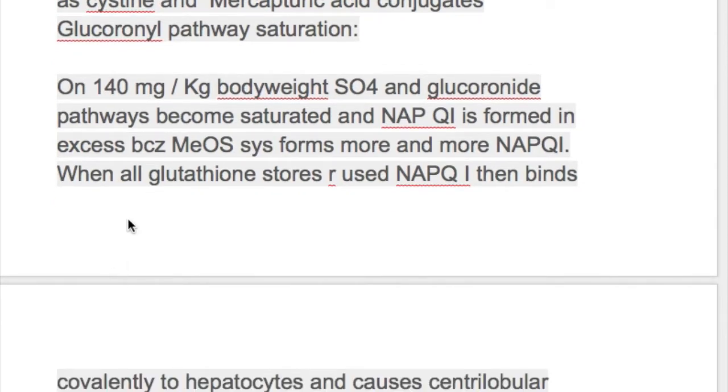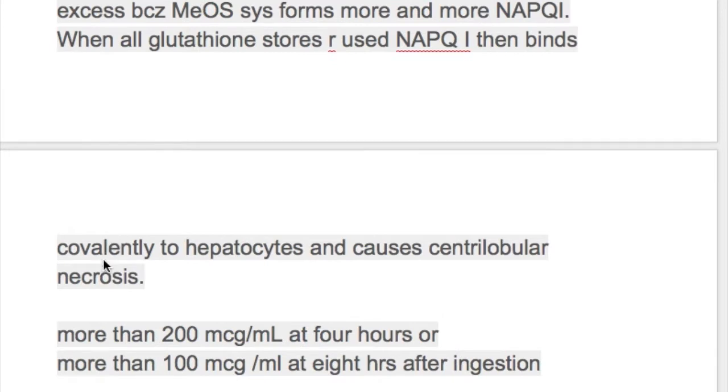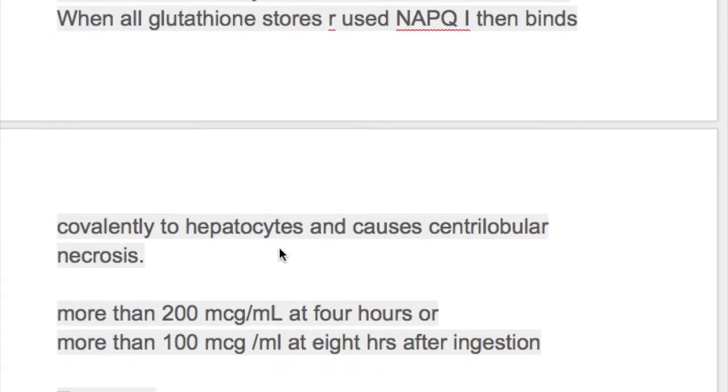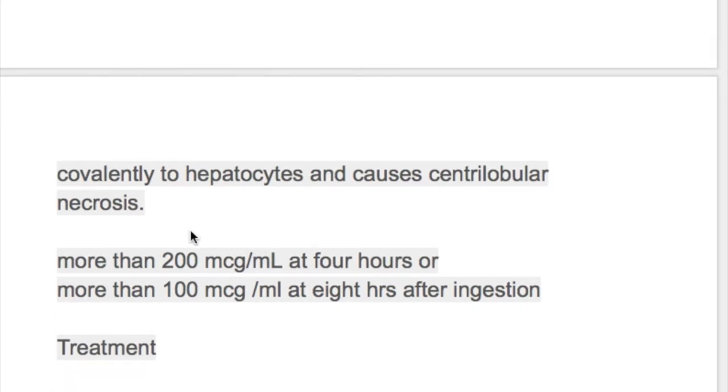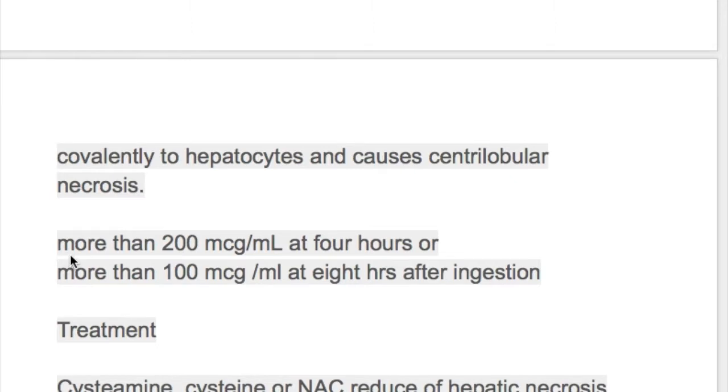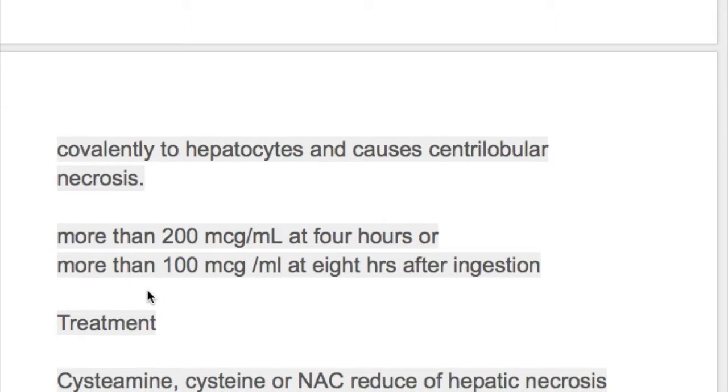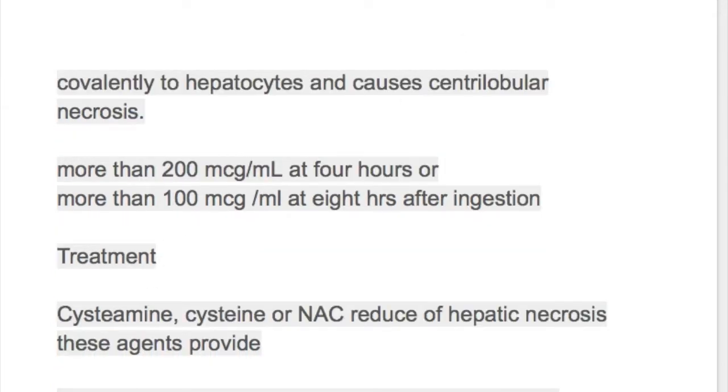When all glutathione stores are used, NAPQI then binds covalently to the hepatocytes, causing centrilobular necrosis. A level of acetaminophen of more than 200 microgram per milliliter at 4 hours, or more than 100 microgram per milliliter at 8 hours after ingestion, is indicative of damage.